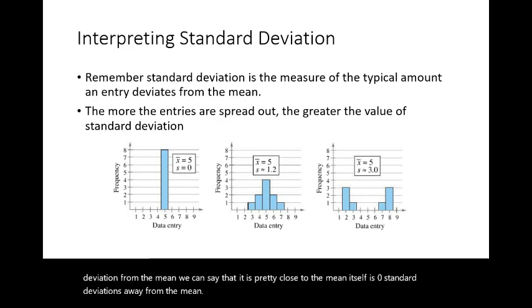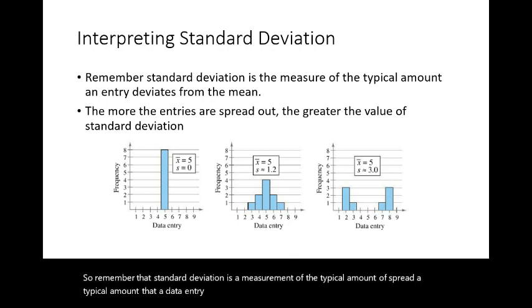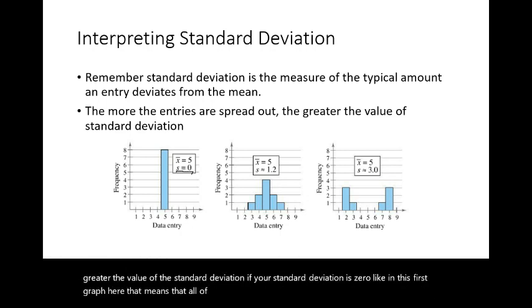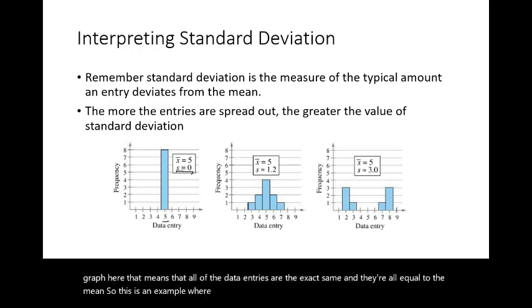So remember that standard deviation is a measurement of the typical amount of spread, a typical amount that a data entry deviates away from the mean. The more the entries are spread out, the greater the value of the standard deviation. If your standard deviation is 0, like in this first graph here, that means that all of the data entries are the exact same and they are all equal to the mean. So this is an example where the mean is equal to 5, but with a standard deviation of 0, that means all 8 of these values all have the same value, 5.